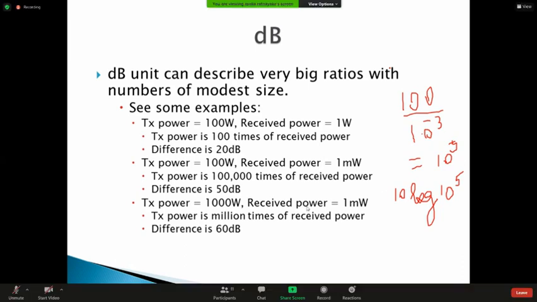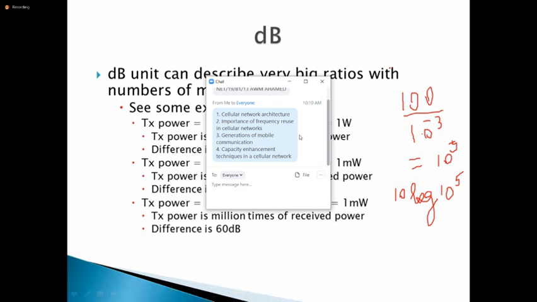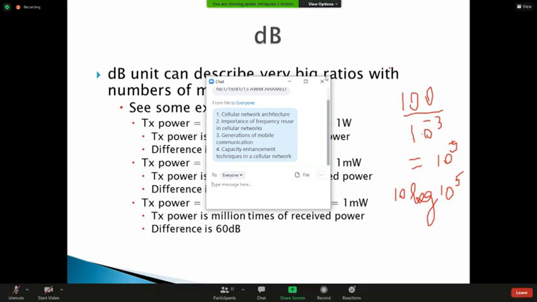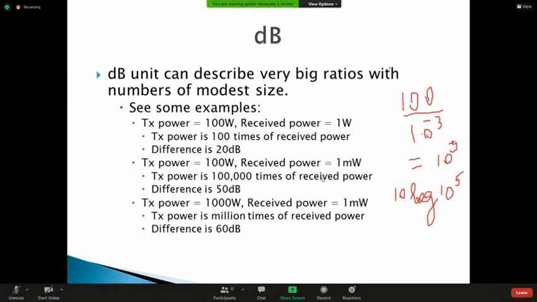Cellular network architecture, importance of frequency use in cellular networks, generations of mobile communication, capacity enhancement. I did about capacity enhancement and importance of frequency use, right? So generations of mobile communication is about 1G to 5G.